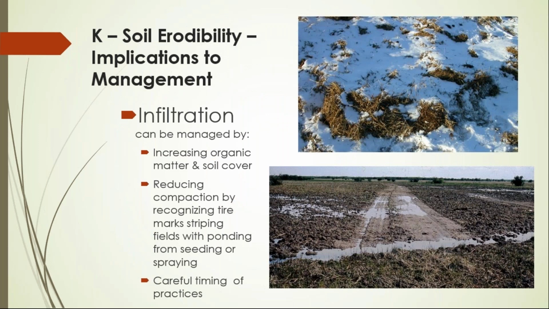So now leading into the fifth factor that can be managed, infiltration. How fast is that runoff or rainfall able to get into the soil? And this can be managed by increasing the soil organic matter, soil cover, being very cognizant of when farming practices are done so that you're not creating ponding or crusting, and careful timing of practices.